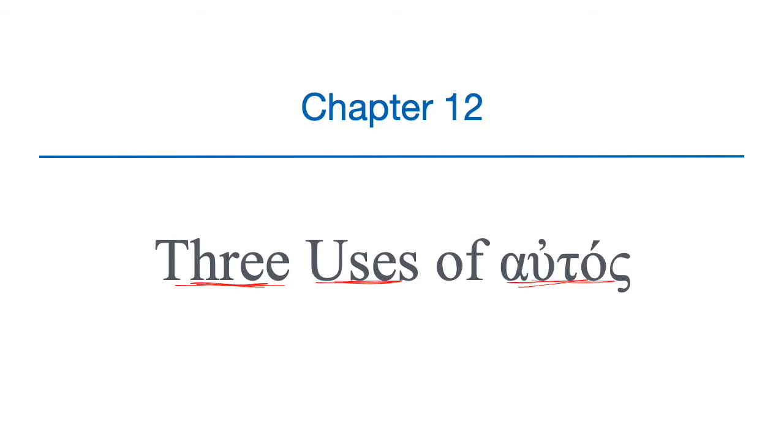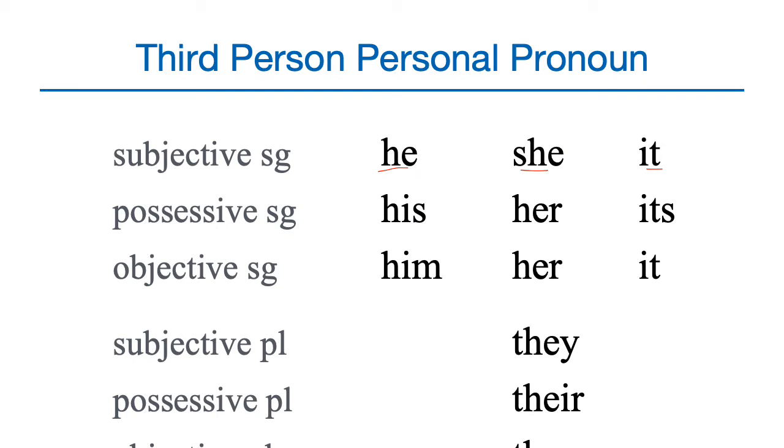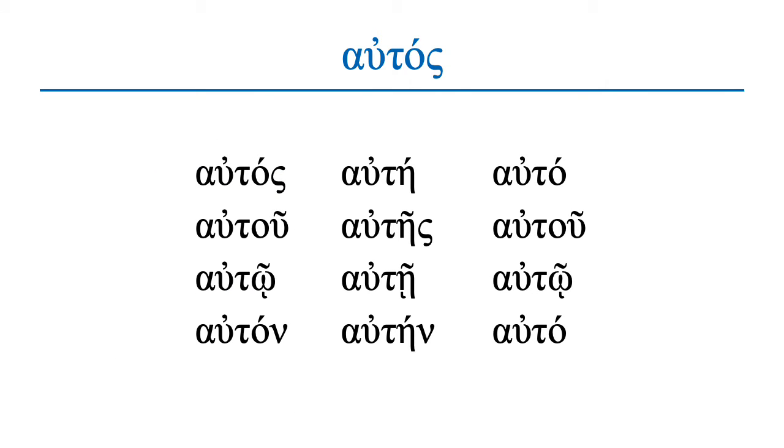You already know the English third person personal pronoun, which is he, she, it. In the possessive, it is his, her, its. Objective, him, her, it, and so on and so forth. In the Greek, the third person personal pronoun is autos.